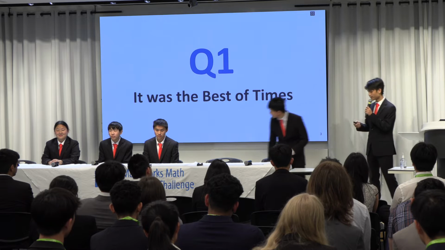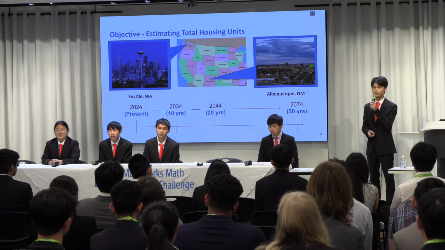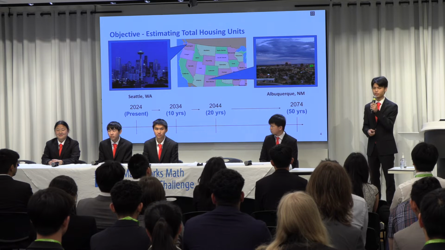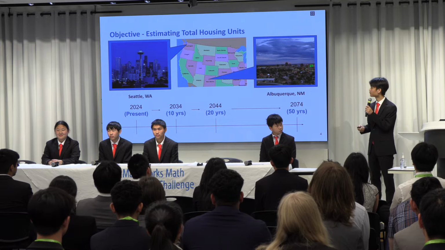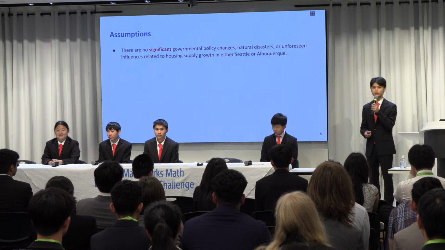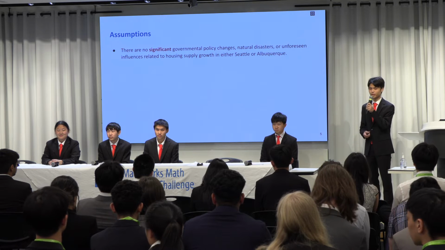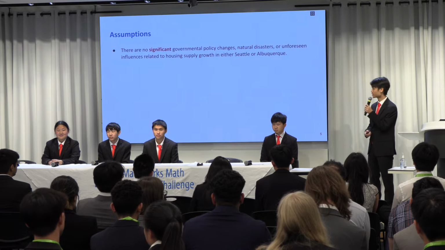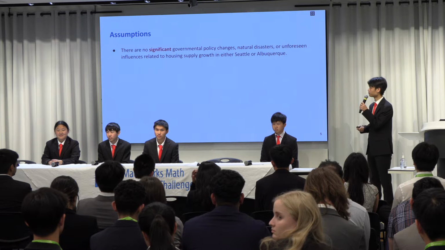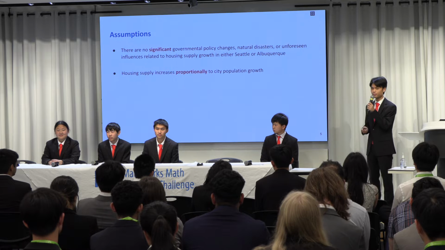Thank you, Evan. As he said, the first part of our problem is to estimate the total housing units for the two cities, Seattle, Washington, and Albuquerque, New Mexico. And we want to do so for the next 10, 20, and 50 years. So before we begin, I'd like to first make a few assumptions. First, there are no significant governmental policy changes, natural disasters, or any unforeseen influences related to the housing supply growth in either of the two cities. This is because these are very hard to predict, so we're going to assume that they're not going to happen.